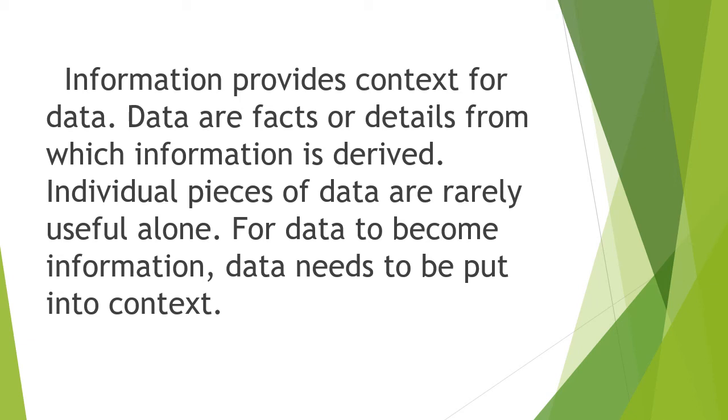For example, if we give 2 plus 3 to our computer, the information we get from the computer is 5. The result we get is 5. So 2 plus 3 is the data for the computer, and the result 5 is the information derived from the given data. Individual pieces of data are rarely useful alone. For data to become information, data needs to be put into context.